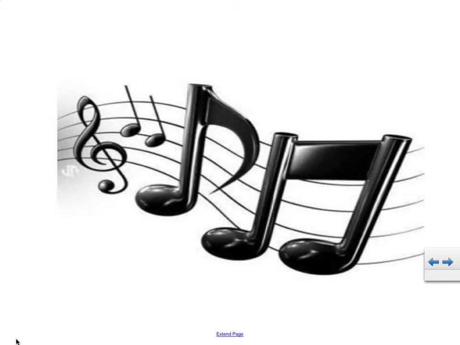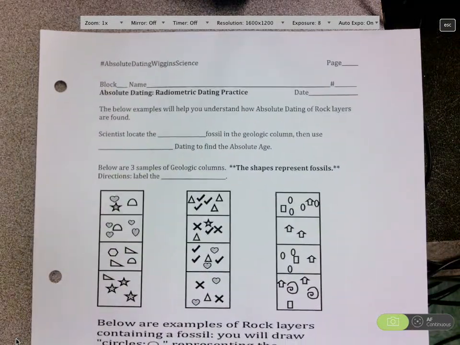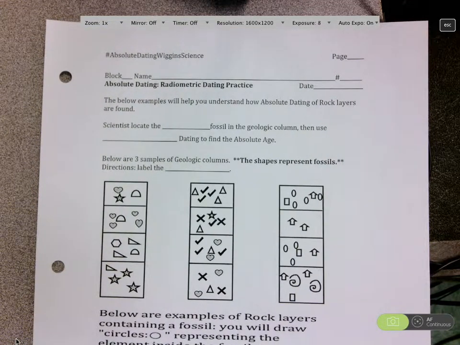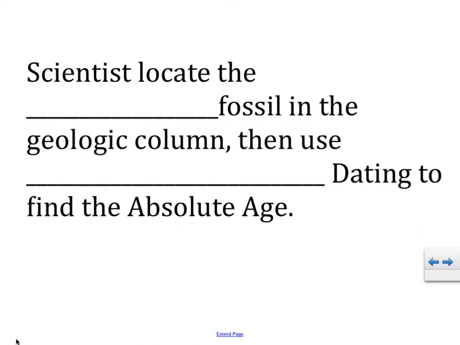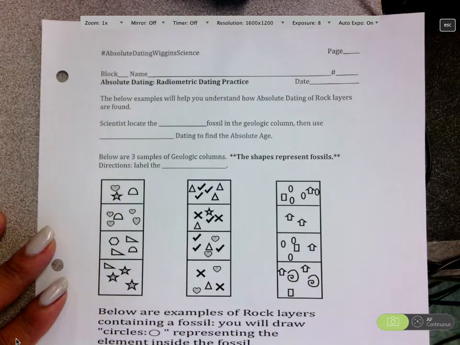So what you're going to do is put your paper in front of you that looks like this. Okay? And your paper says, scientists locate the blank fossils in the geologic column, then use blank dating to find absolute age. What type of fossils? Index. Index, very good.